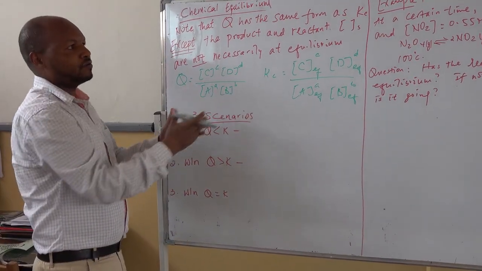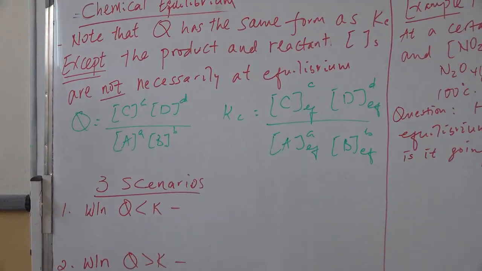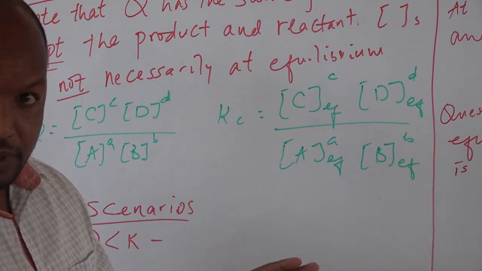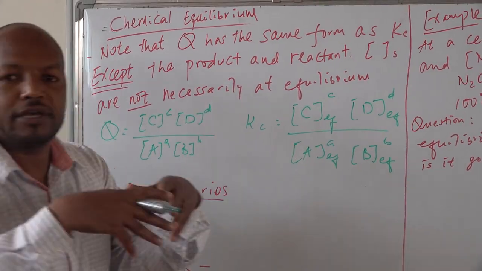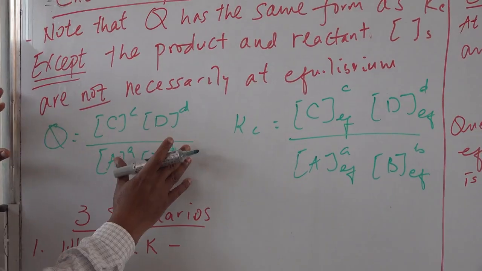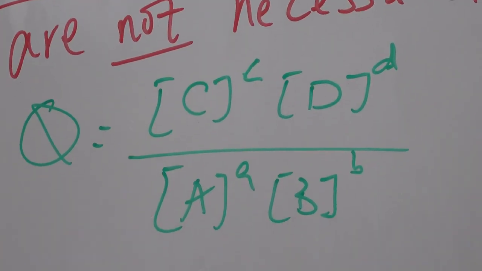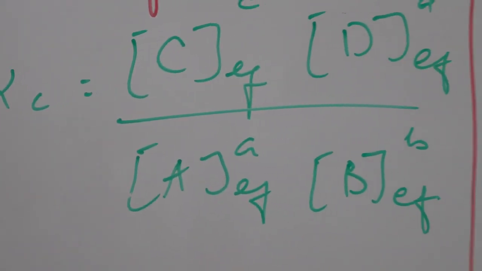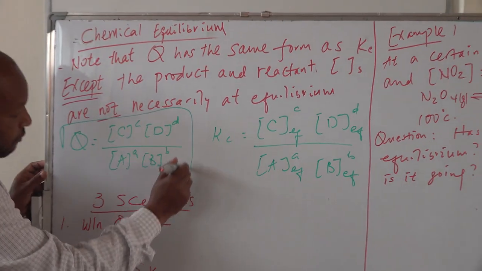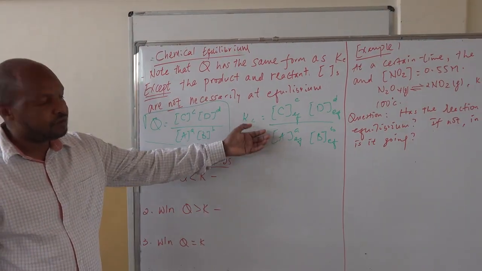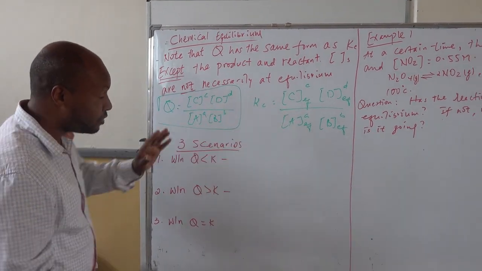This helps us to predict which way the reaction proceeds before the equilibrium is established. These concentrations are at equilibrium when the equilibrium is established, so Kc only tells us about when the equilibrium is achieved. Whereas Q tells us whether the reaction proceeds or not before equilibrium is established. Therefore, Q has more information. It provides us more information before equilibrium is established. So this is the main difference between the reaction quotient and Kc. You have to differentiate this.